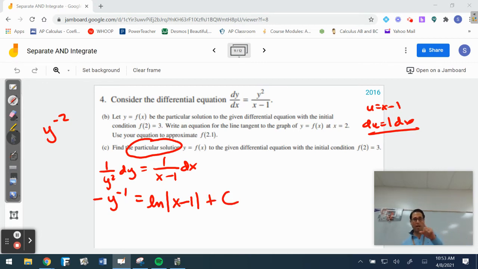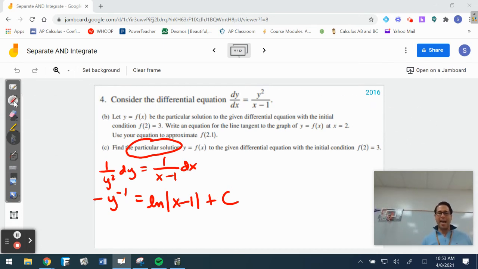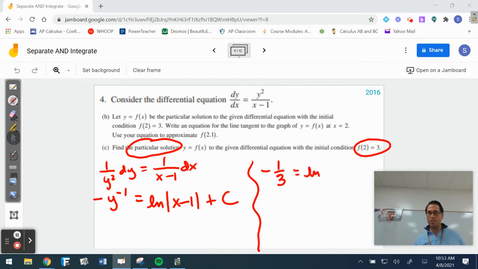Now what do? Well, a c came up. And we all know that immediately when a c comes up, what do? Well, we find that bad boy. How do I find it? Well, I use my initial condition. I put a 3 in for y, and since it's y to the negative 1, I'm going to put it on the bottom, and the natural log of 2 minus 1 plus c. Well, that's just the natural log of 1, and the natural log of 1 is 0.